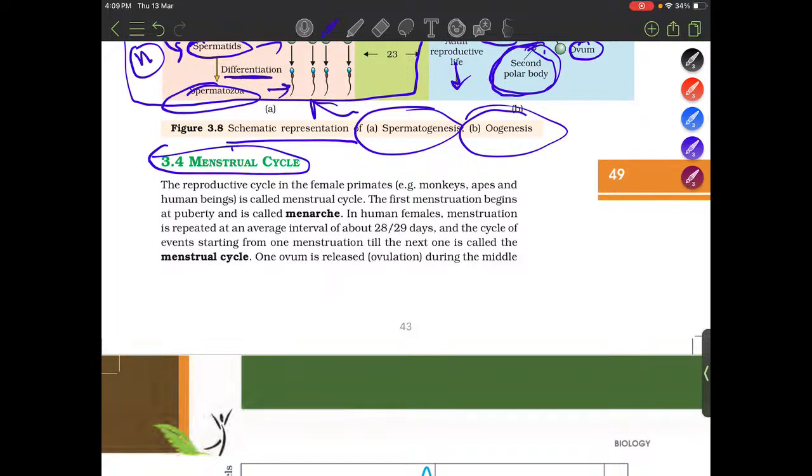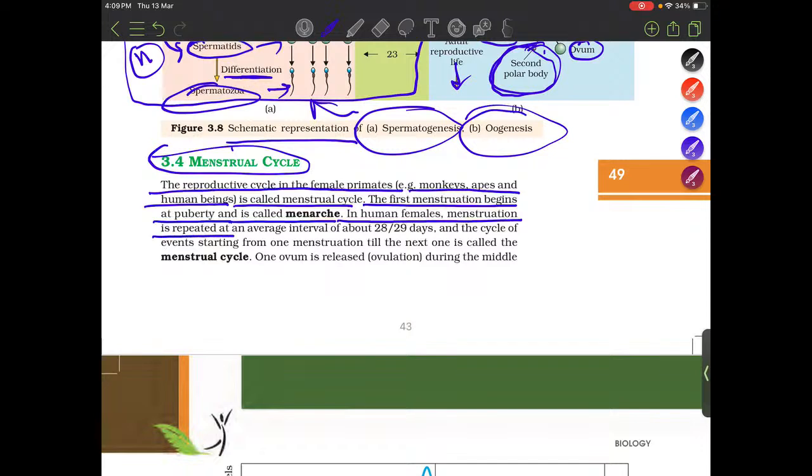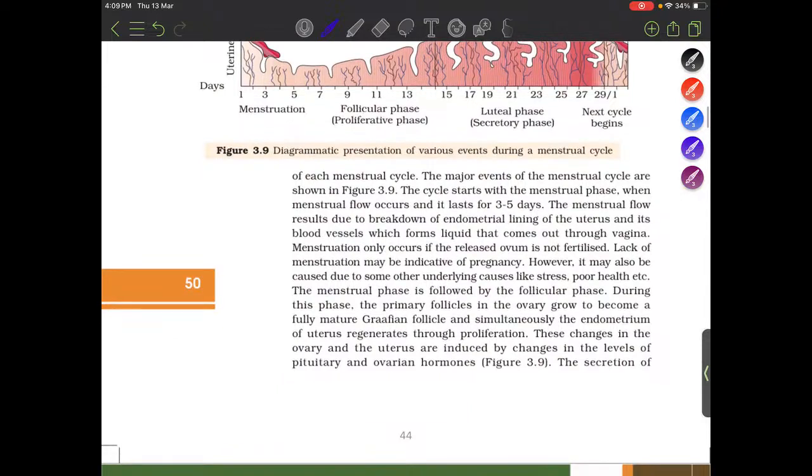3.4 Menstrual cycle. The reproductive cycle in female primates, monkeys, apes, human beings is called menstrual cycle. The first menstruation begins at puberty and is called menarche. In human females, menstruation is repeated at an average interval of about 28 to 29 days, and the cycle of events starting from one menstruation till the next one is called a menstrual cycle. One ovum is released (ovulation) during the middle of each menstrual cycle. The majority of events of the menstrual cycle are shown in figure 3.9.